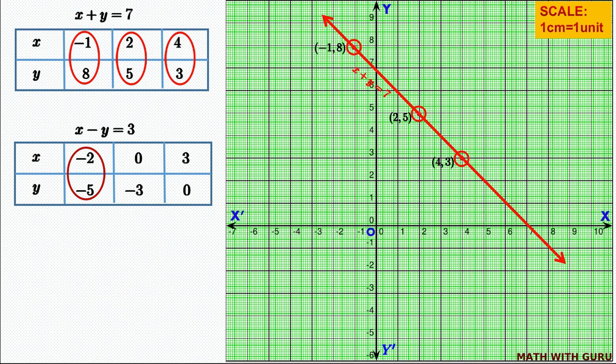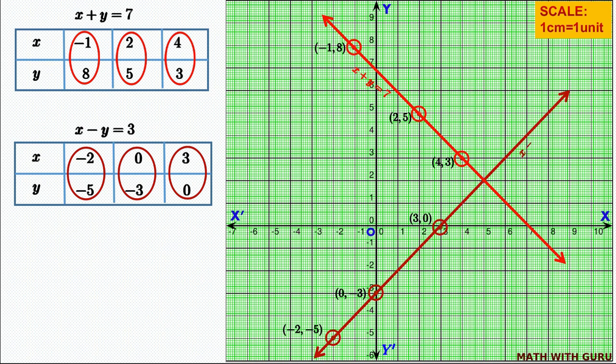Let us draw the graph of the second equation, minus 2, minus 5. X coordinate as well as y coordinate, both of them are negative. Here is the point, minus 2, minus 5. Then 0, minus 3. This is the point, 0, minus 3. Then 3, 0. This lies on the x-axis. The previous point was on the y-axis. These 3 points are collinear. Draw the straight line. This is the graph of x minus y equals 3.